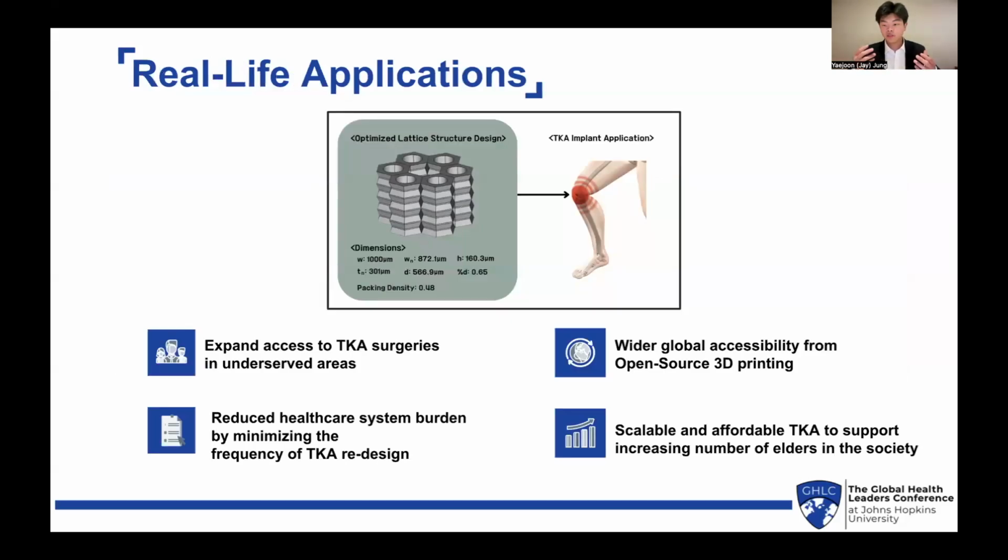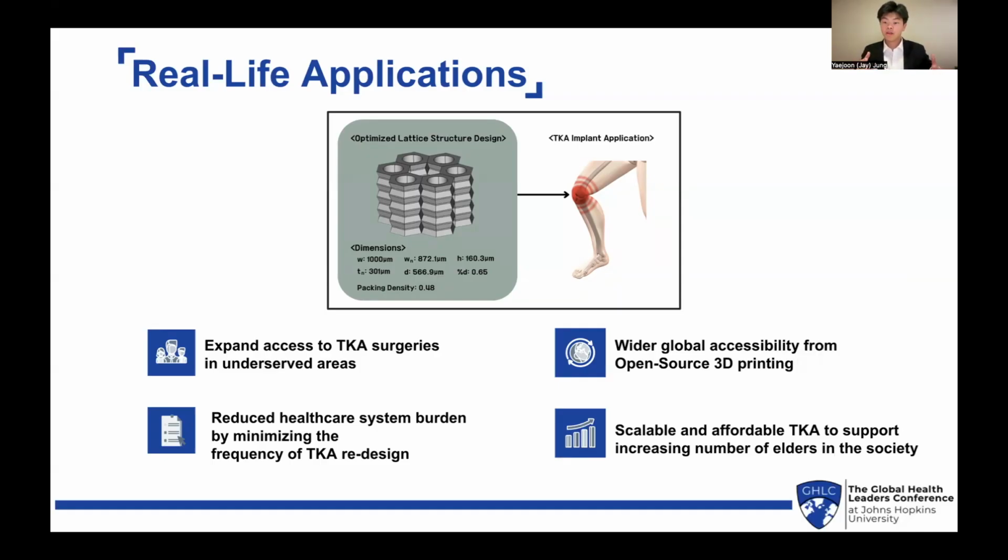Now, how can this small lattice structure be implemented into real-life applications, clinically, and also just in people's lives? Well, first, you can expand access to TKA surgeries in underserved areas because it's very low price and it's easy to produce. Second, you can reduce healthcare system burdens by minimizing the frequency of TKA revision. Since this TKA is really durable, it can naturally decrease the number of times that people have to go and fix their TKA implants. Third, wider global accessibility from open source 3D printing is possible.